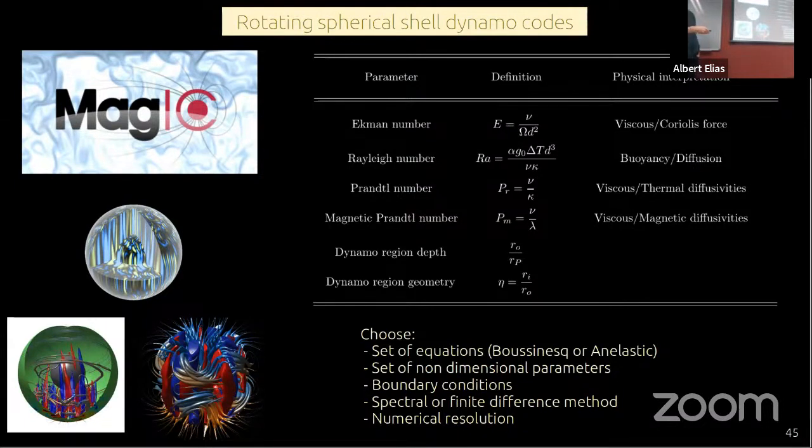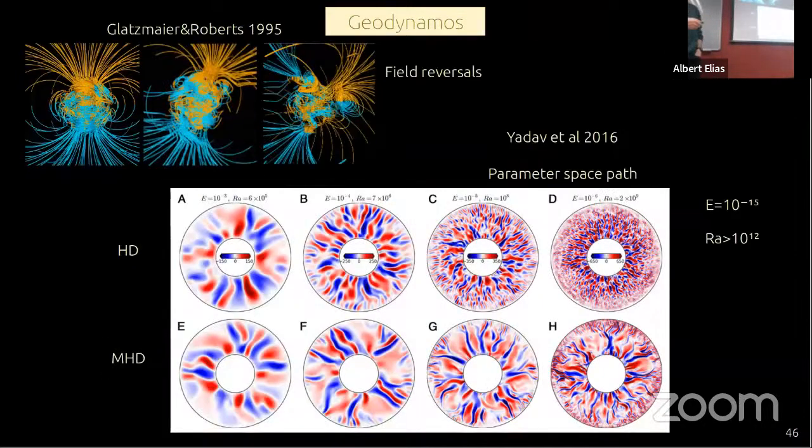All these numbers set different starting points for planets and stars. And you choose boundary conditions and a numerical resolution. After that, you get or do not get dynamo growth. And you can study the magnetic field that is created, what its topology is, if it's mainly dipolar, multipolar, etc. And there are a lot of papers using these kinds of simulations.